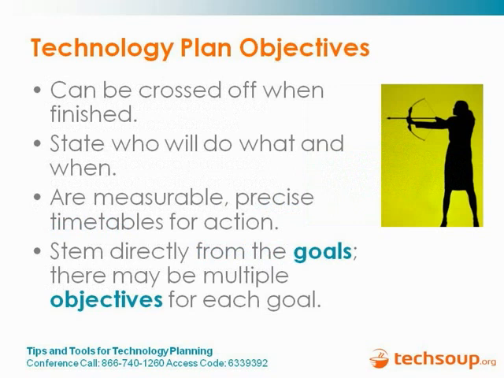And then finally, we'll talk a little bit about objectives. So how are they different from goals? Objectives are more targeted. They're going to be able to be crossed off when you finish them. They can be very specific to the point of saying who's going to do what and when. So if you have an IT manager and they're responsible for doing X, you can put that in there. They're measurable. There's a timetable for action, so you're going to complete this by a specific date. And while they stem directly from goals, you may have multiple objectives for each of the goals in your plan.